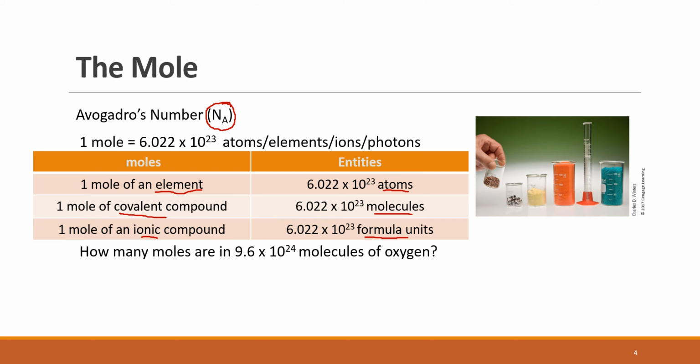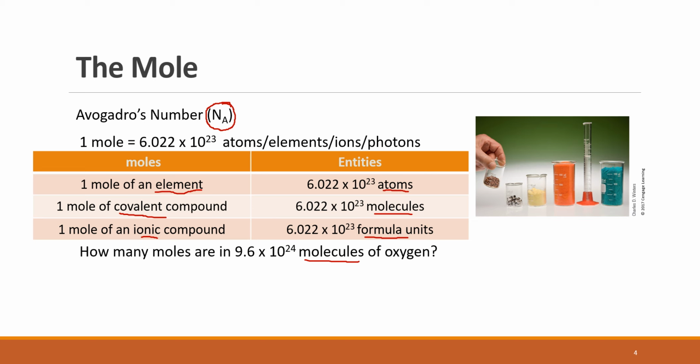If we were asked how many moles are in 9.6 times 10 to the 24th molecules of oxygen, how would we solve that? Well, we would have to do our railroad tracks that we learned in dimensional analysis. It's going to be the same type of calculation, just using the conversion factor where 1 mole is equal to 6.022 times 10 to the 23rd, and in this case, molecules is the entity being used.